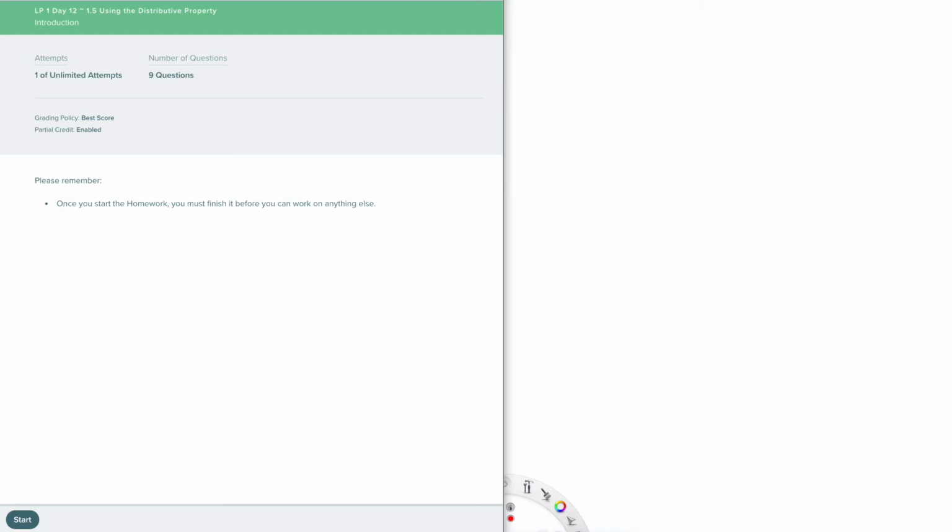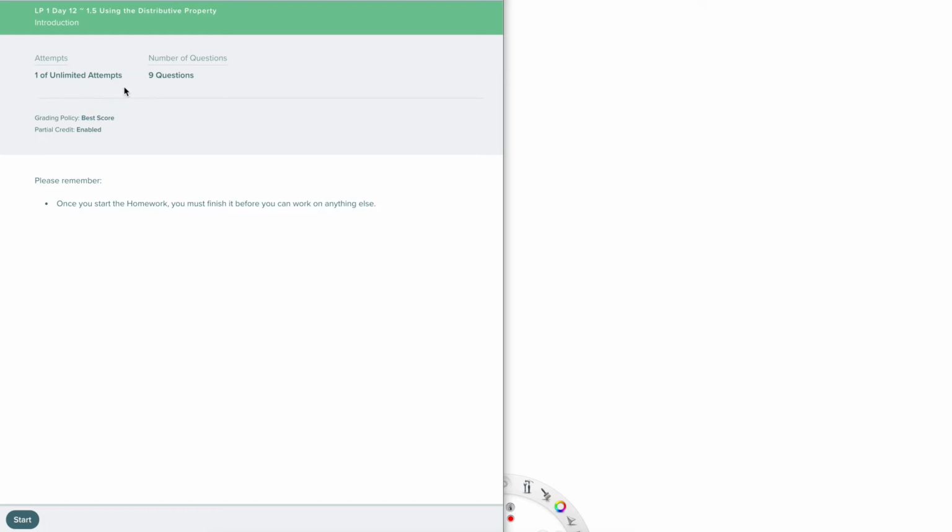All right, welcome to Chapter 1, Section 5, using the distributive property. So just as always, I'll go over a couple of features on the screen here. The first thing you're going to see is the due date. I don't see that on the teacher preview, but you'll see it on your side as a student. The second thing you'll see are the number of attempts.